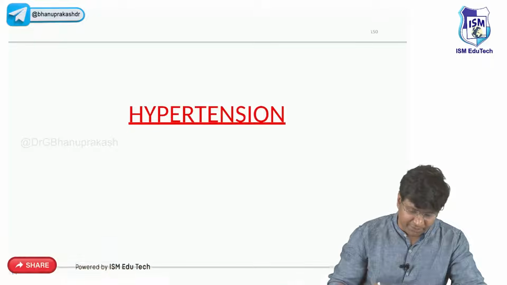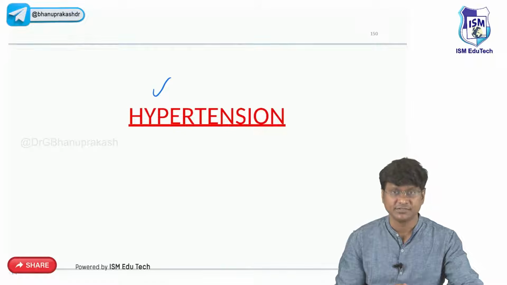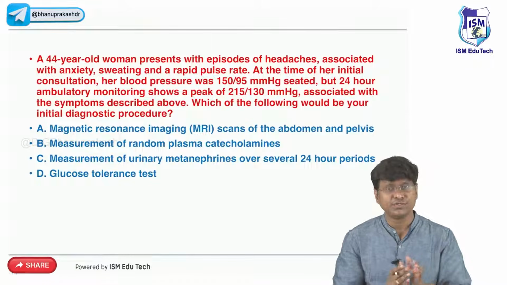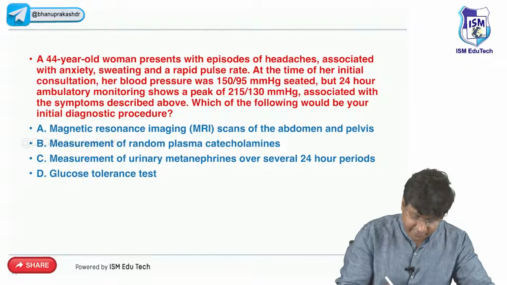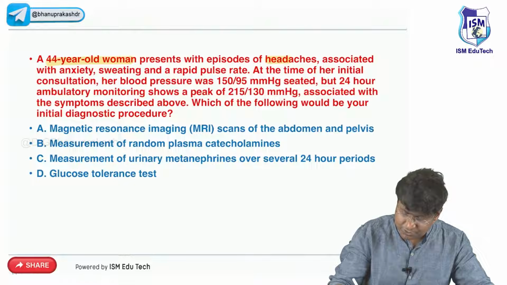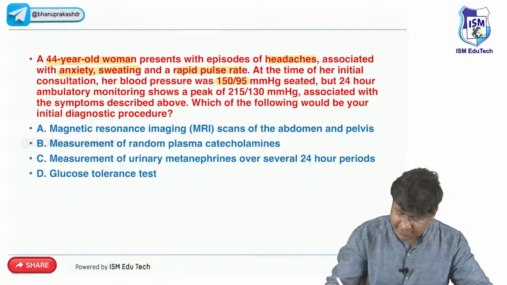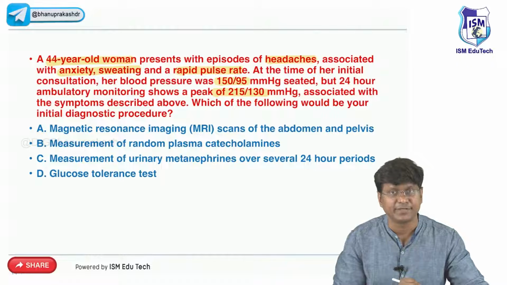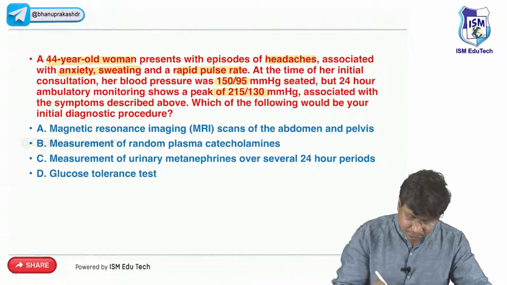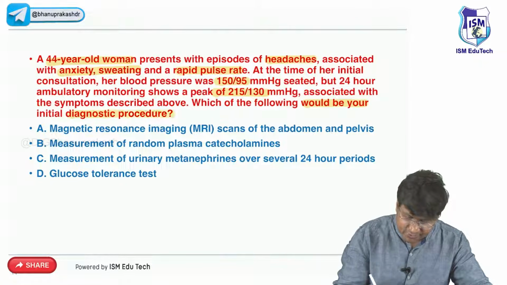The next important topic for discussion will be hypertension. Now let me discuss hypertension in detail. Okay, right. So you see this clinical scenario. This is one of the PYQ, previous year question. A 44-year-old woman presents with episodes of headache associated with anxiety, sweating and rapid pulse rate. At the time of her initial consultation, blood pressure is 150/95, but 24 hours ambulatory monitoring shows a peak of 215/130 millimeters of mercury associated with symptoms described above. Which of the following would be your initial diagnostic procedure?